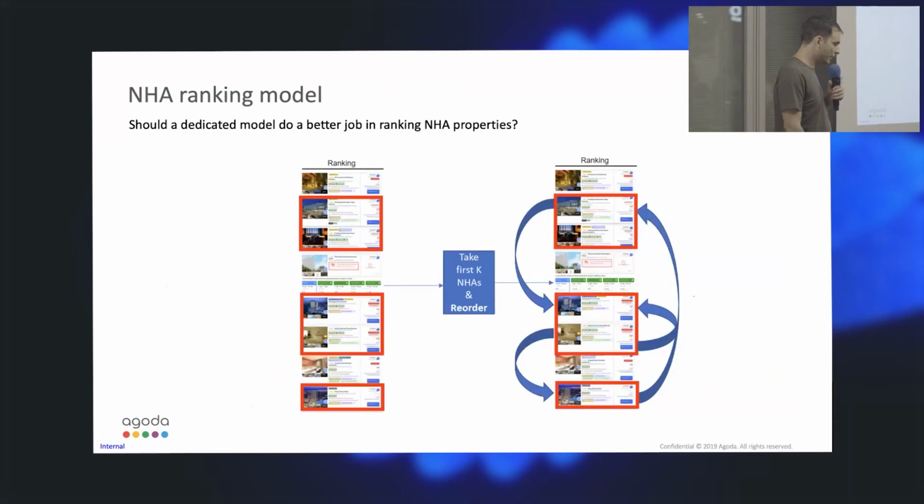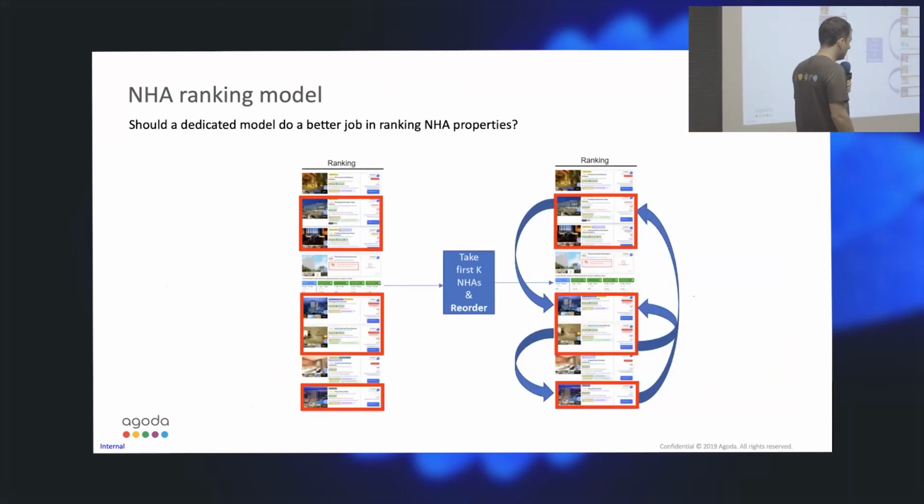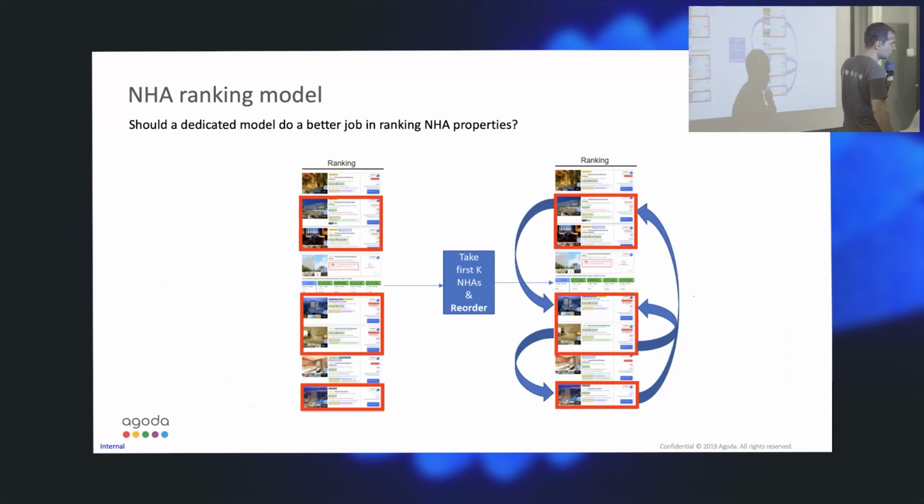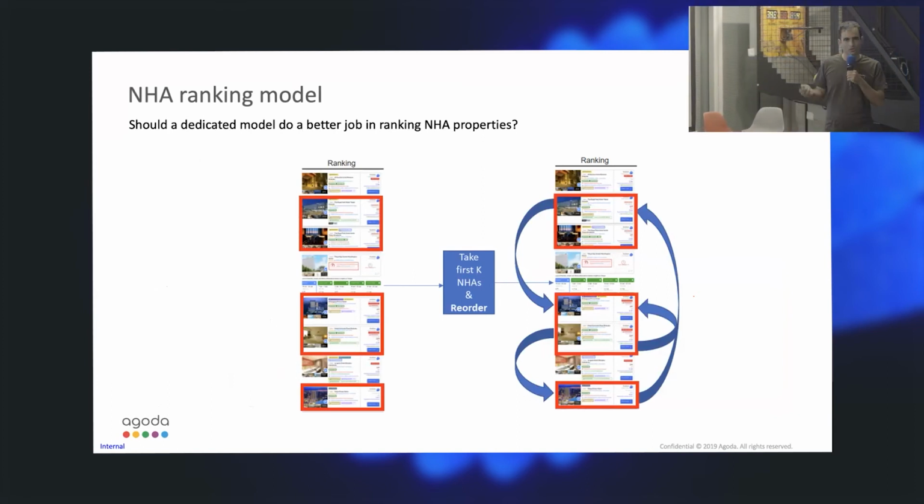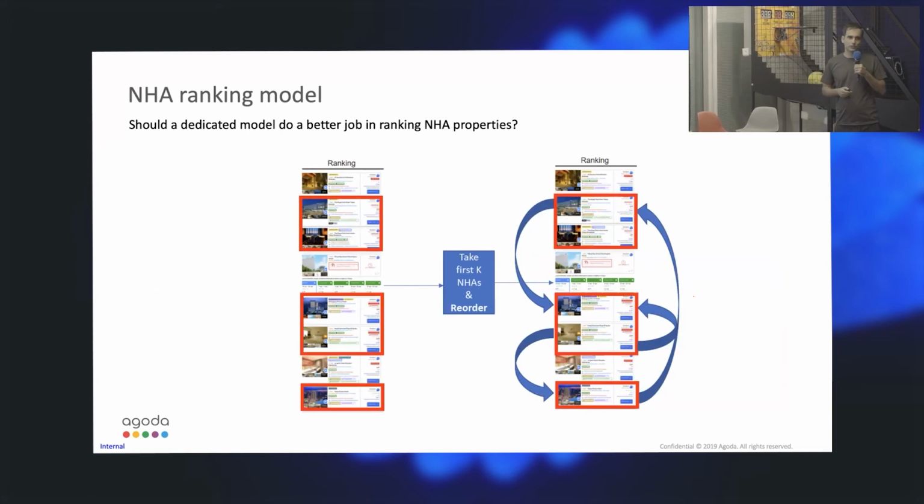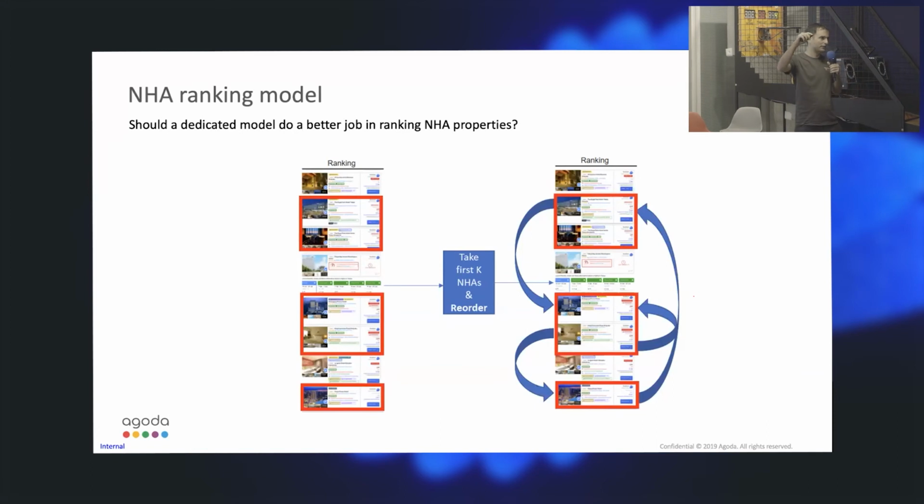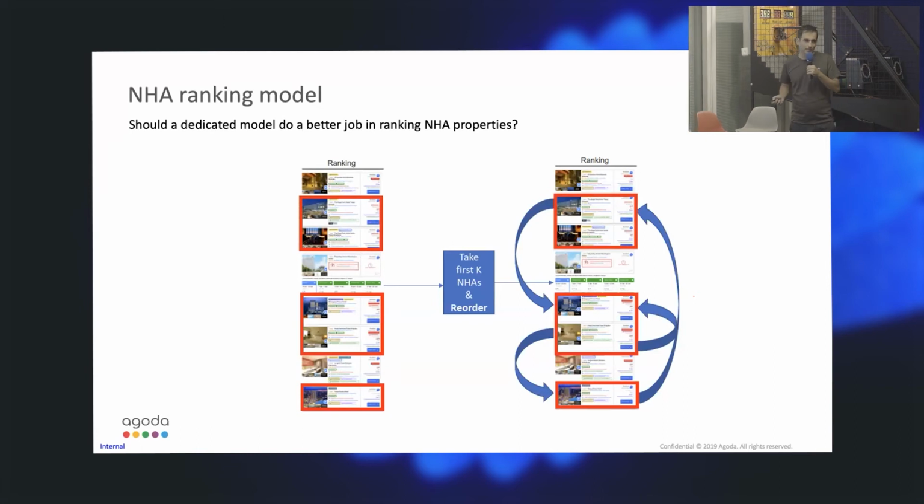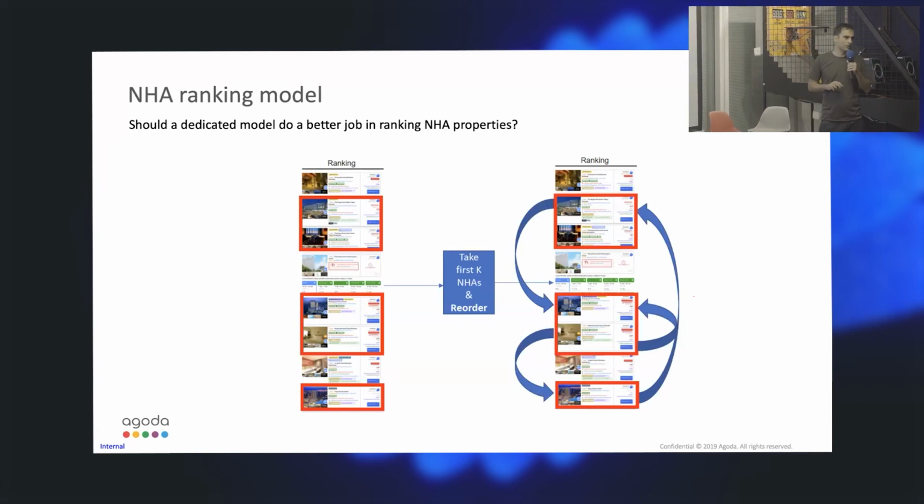The second thing that we tried: we thought maybe the data is so sparse and so long tail, and the ranking model is so unoptimized for NHA properties, that we could do better. Let's try to build an NHA-specific model on top of the ranking engine, and it would basically be sequential. So let the ranking engine give its list of properties. Some of them would be hotels, some of them would be NHA properties, and then let's re-rank them. Let's reshuffle only the NHA properties. We are not touching hotels. We don't know anything about them.